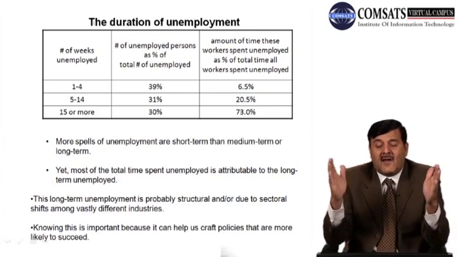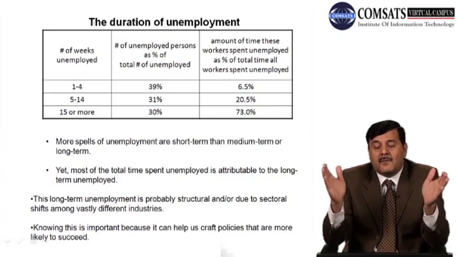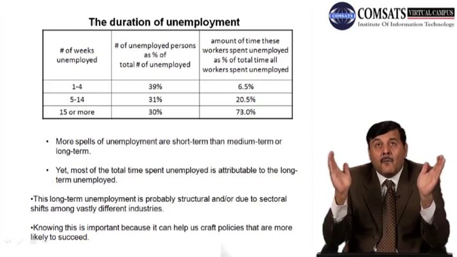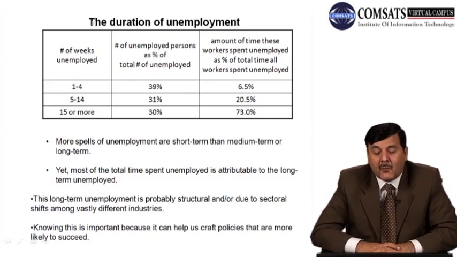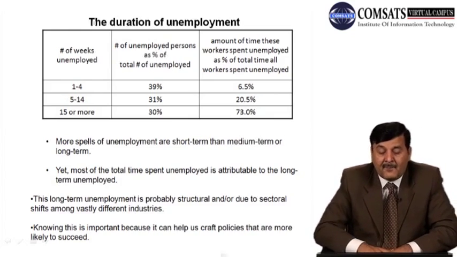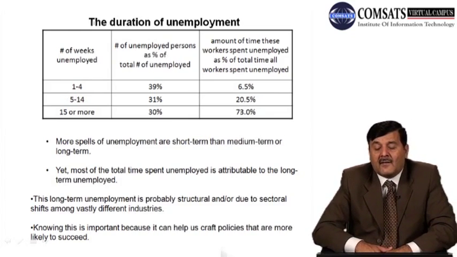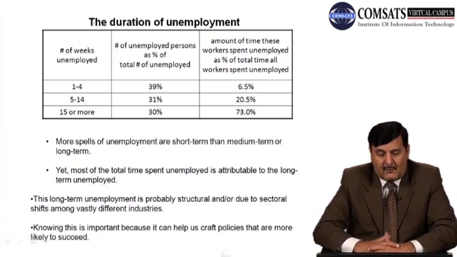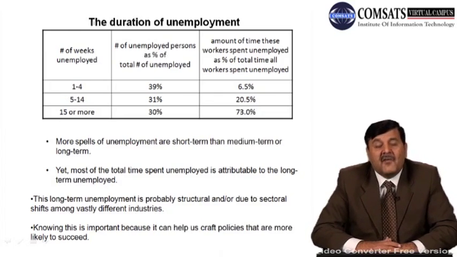So if you look in this table, most of the spells of unemployment are short term, then the medium term, then the long term. Yet most of the actual total time spent unemployed is attributed to the long-term unemployed category. So 73% of the time spent unemployed is associated with the long-term unemployed people. So this long-term unemployment is probably structural, or due to structural shifts among vastly different industries.